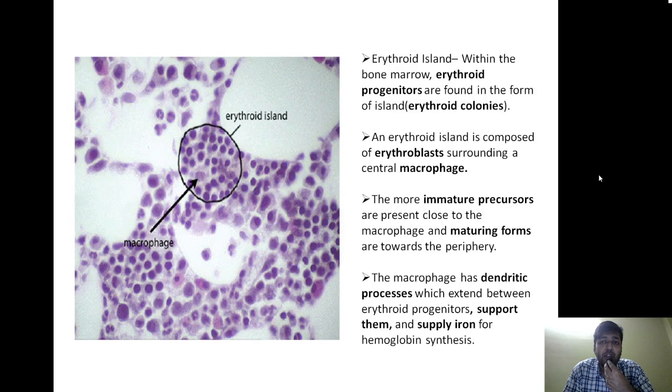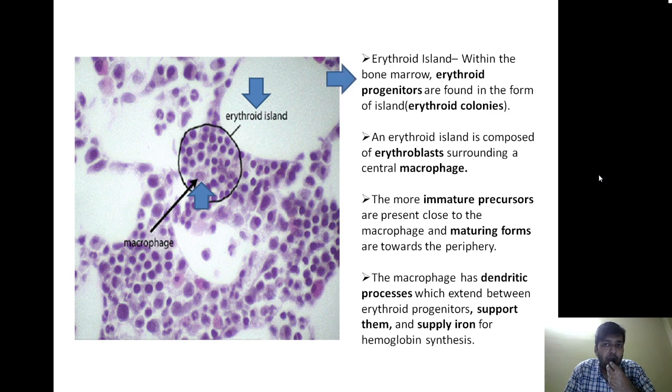Okay, so basically over here, what we are going to see is an erythroid island. So what is an erythroid island? First of all, this is an image taken from a bone marrow, and it is showing a particular erythroid island where there is a collection of erythroid progenitors or precursor cells. In the center of this island you can see that there is a macrophage. So why is it that all the RBCs are surrounding this macrophage?